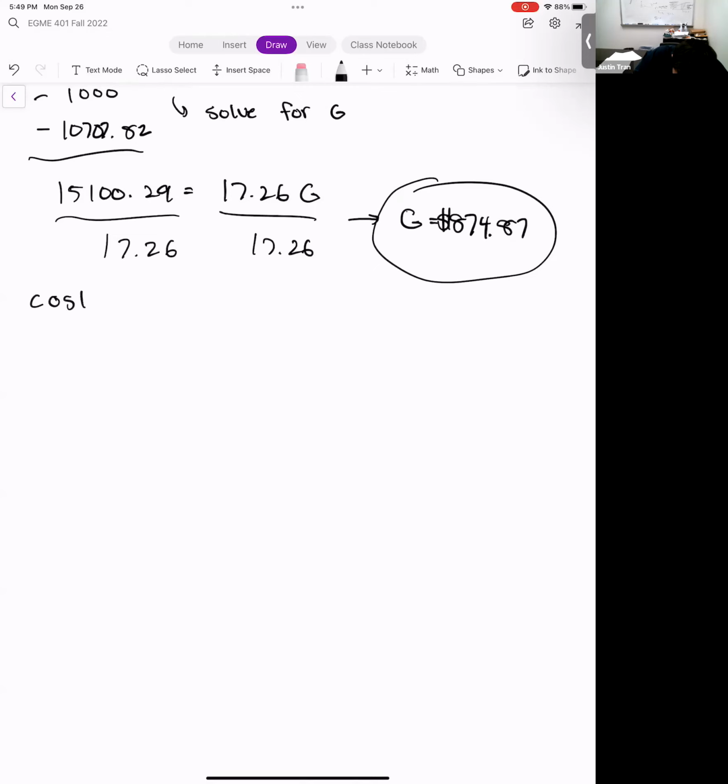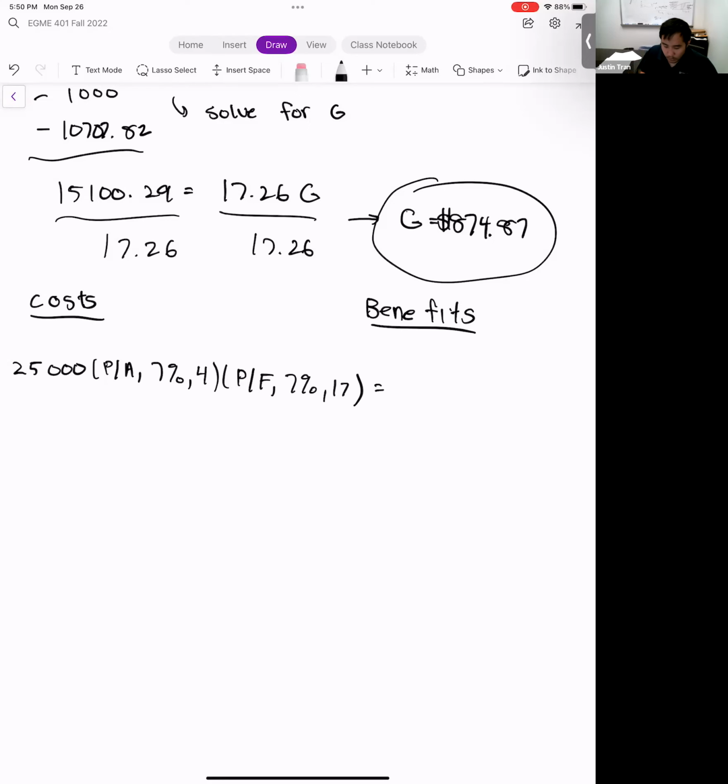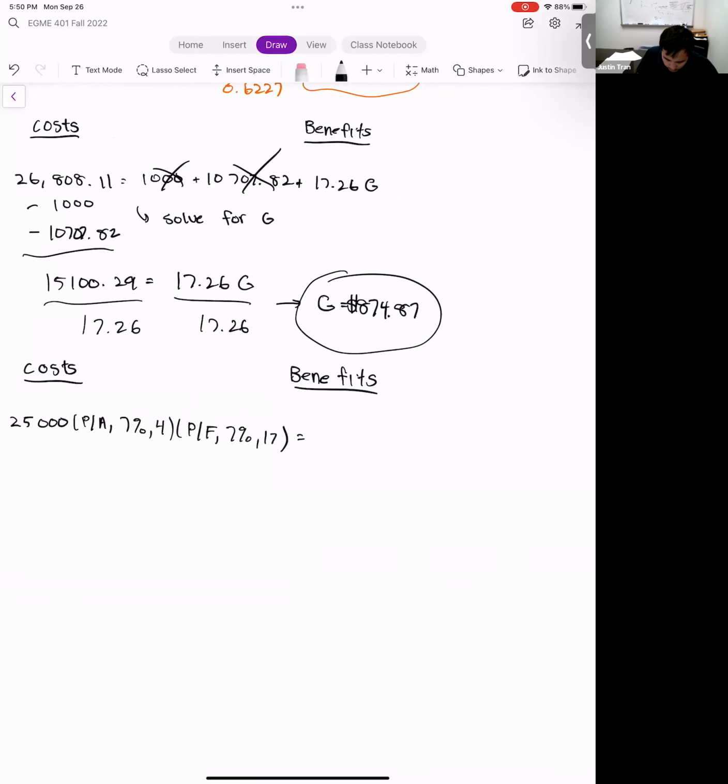So okay, so we have costs and benefits here. All right, so remember our cost was $25,000 a year. First thing we did was a P over A, 7% and 4. Okay, that was a P over F, 7% and 17. Okay, so those are our non-standard conversions for the cost. Okay, so you can see that we did 2 conversions here.